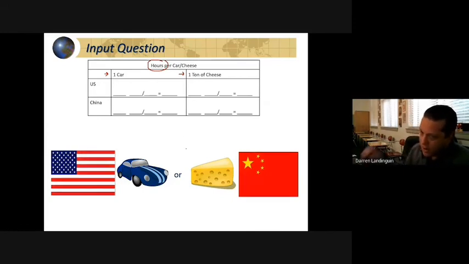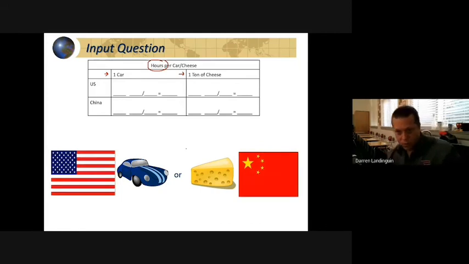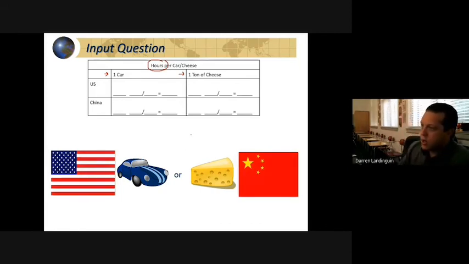And so right away, light bulbs should be going off that hours is a resource, just like land, labor, capital, it's a resource. And so if we're looking at resources, now we're looking at inputs, not outputs, okay? So let's go ahead and throw this in here. It takes the United States 15 hours to produce a car, and 5 hours to produce a ton of cheese. For China, it takes them 4 hours to make a car and 2 hours to produce a ton of cheese.